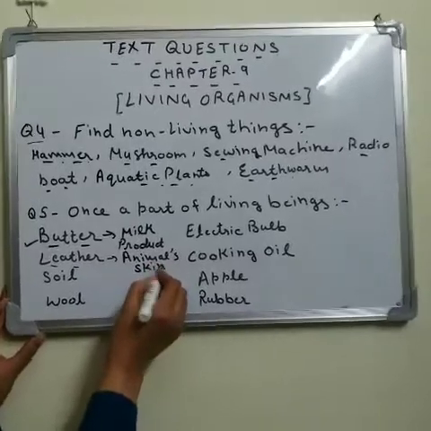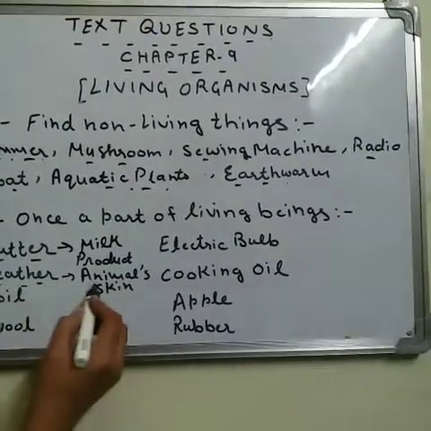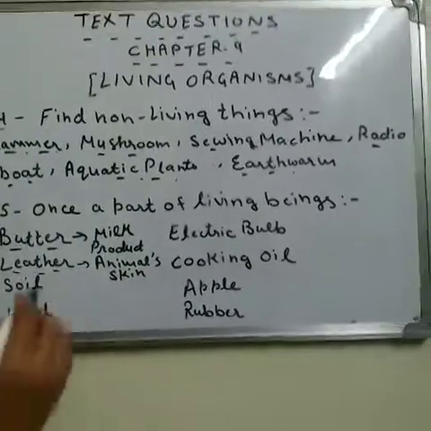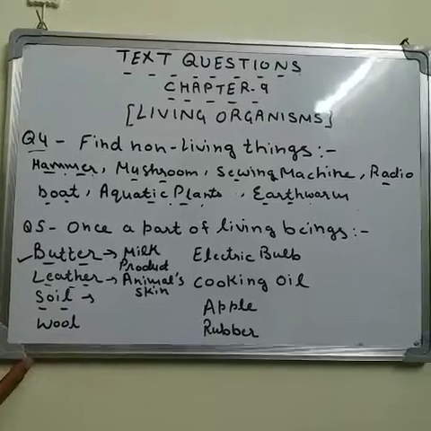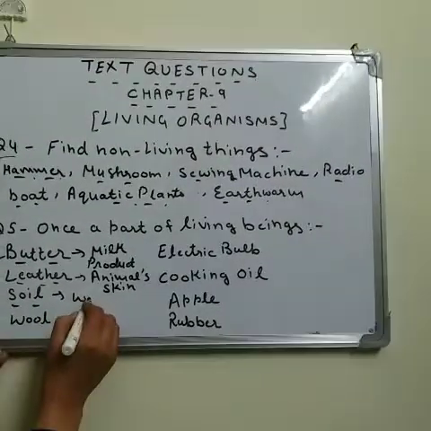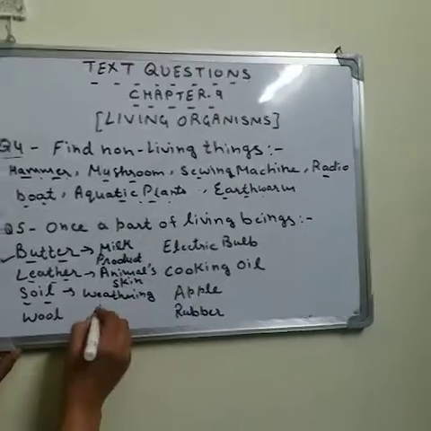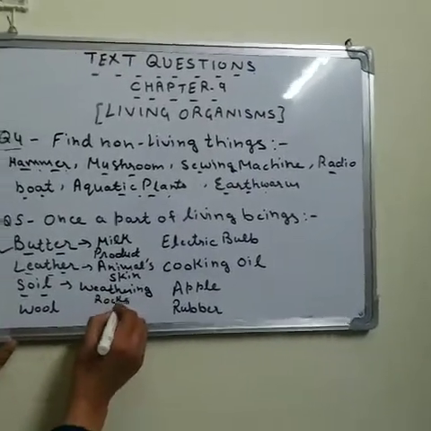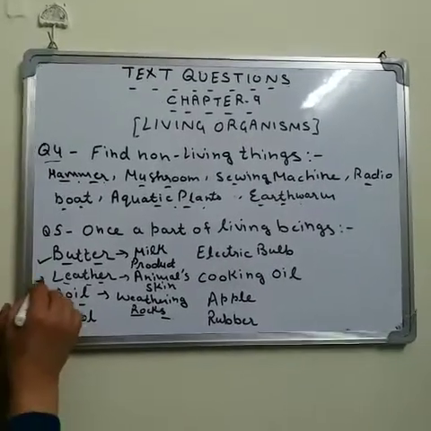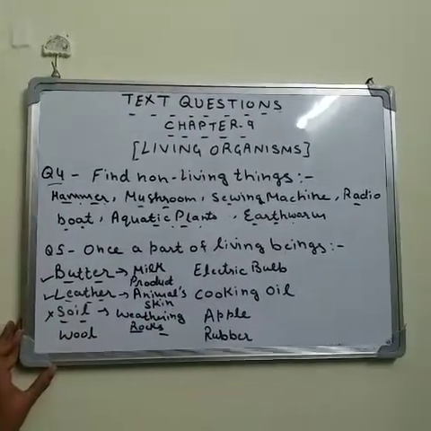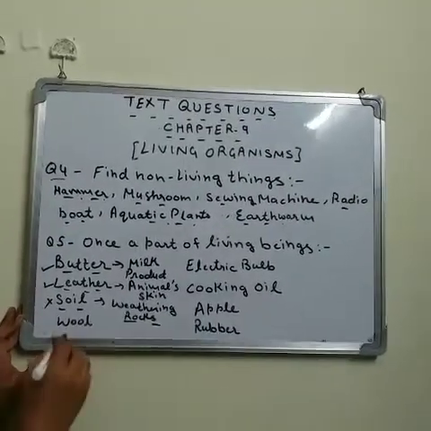So what do you think? Was it once a part of a living being? Yes, because we obtain it from animals. Now soil. How is soil formed? Soil is formed by the weathering of rocks. So what do you think? Are rocks living or non-living? They are non-living. So soil is not a part of living beings because it is obtained from the weathering of rocks.